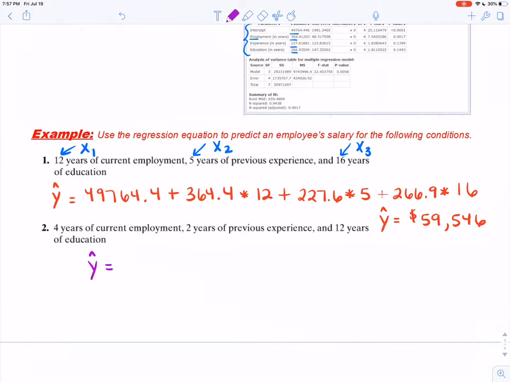For 4 years of employment, 2 years of experience, and 12 years of education, if you evaluate the same regression equation, you should approximate the salary there at $54,880. So that's the use of a regression equation, is to plug in values of x and predict the corresponding value of y, because what the regression equation does is it models the relationship between x and y.